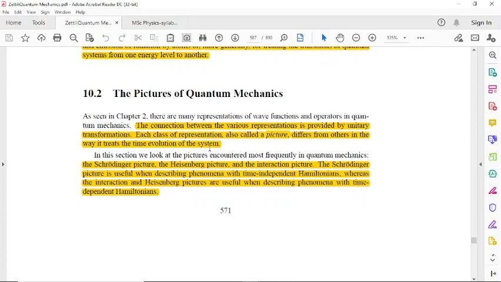We will see the Schrodinger picture, Heisenberg picture, and the interaction picture. These are the three pictures or representations that we discuss in this chapter. The Schrodinger picture is useful when describing phenomena with time-independent Hamiltonians, whereas the interaction and Heisenberg pictures are useful when describing phenomena with time-dependent Hamiltonians.